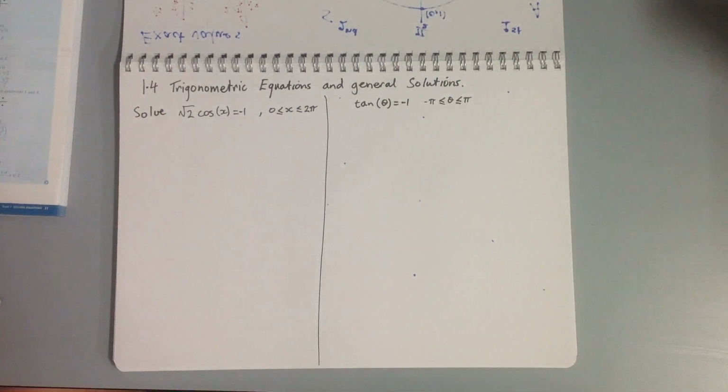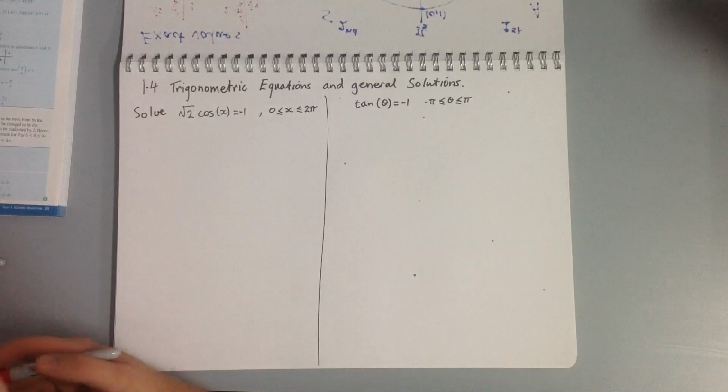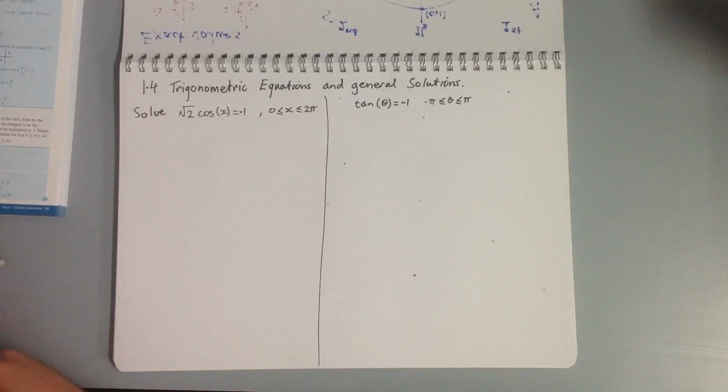Hey, in this tutorial we're going to look at trigonometric equations and general solutions. This is by far easier to explain by just doing some worked examples. Our first one is: solve root 2 cos of x equals -1, between 0 and 2 pi.